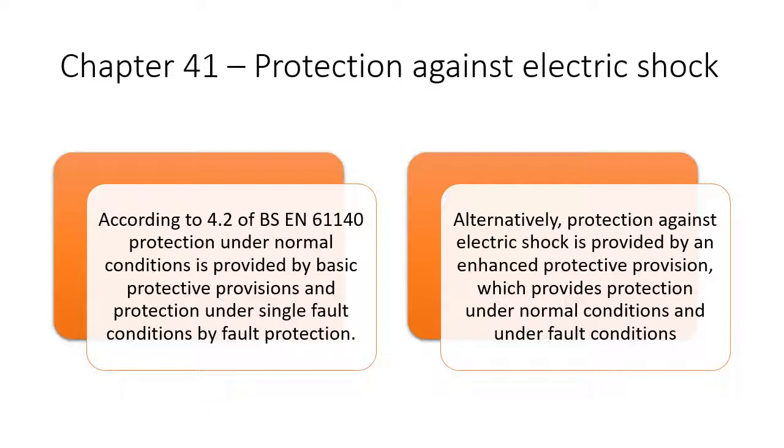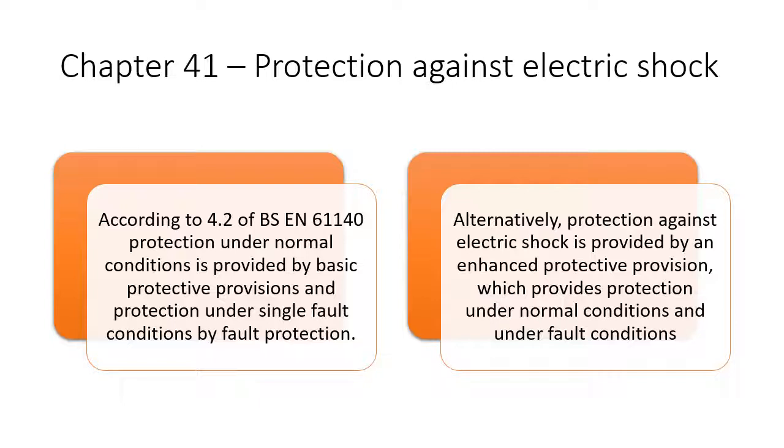So according to 4.2 of 61140, which is the British standard for protection against electric shock, which chapter 41 is pretty much written around, protection under normal conditions is provided by basic protection. And protection under single fault condition is provided by fault protection. Now we've already covered those two terms before. You're going to see them appearing more and more now as we go through the book.